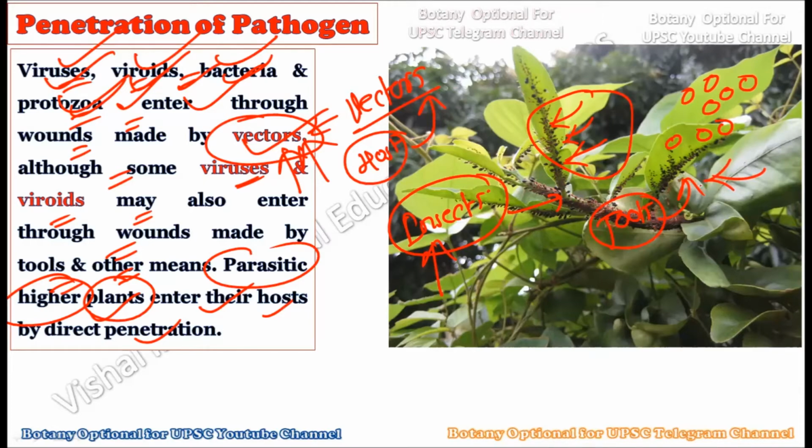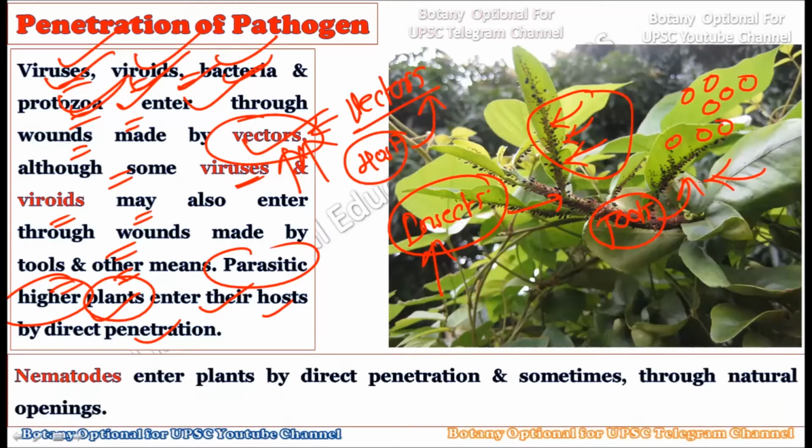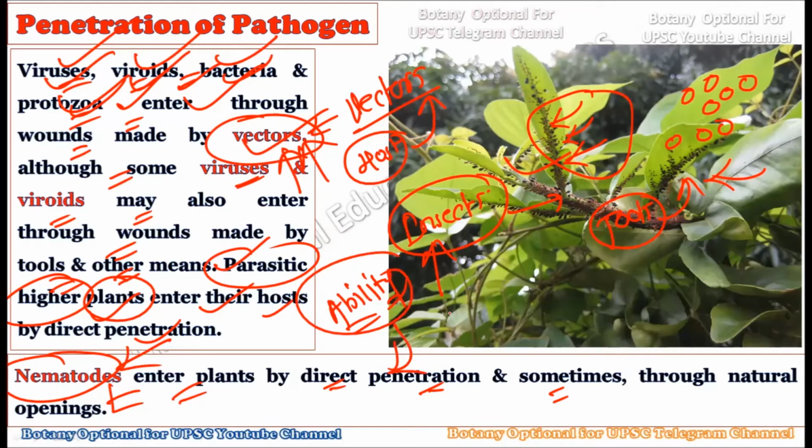So this is how the viruses, viroids, bacteria, and protozoa get into the plant, while the parasitic plants possess their own way by direct penetration. When we talk about nematodes, they enter the plants by direct penetration, and sometimes through natural openings. Nematodes possess their own ability to injure the plant and create the wound, so they can create their own way to enter into the plant, and sometimes they also use natural openings like the stomata or the lenticels. So the nematode possesses a different ability to enter the plant body, while on the other hand, viruses, viroids, bacteria, and protozoa require the vector, and the vector sometimes facilitates the infection.